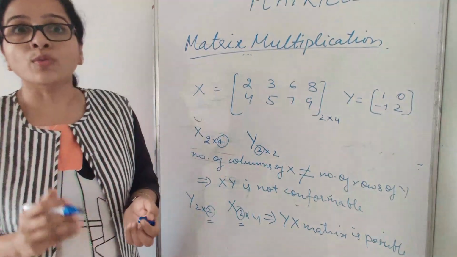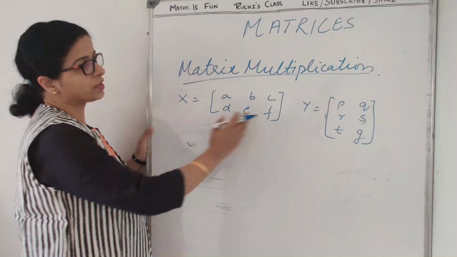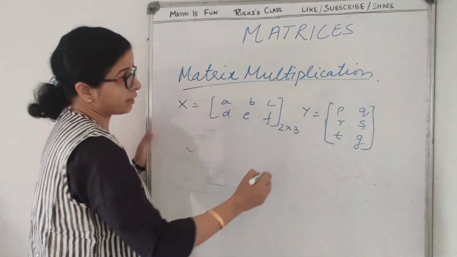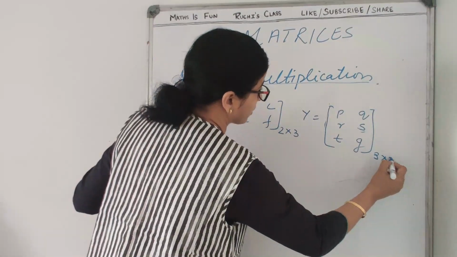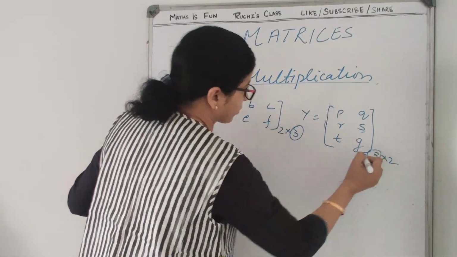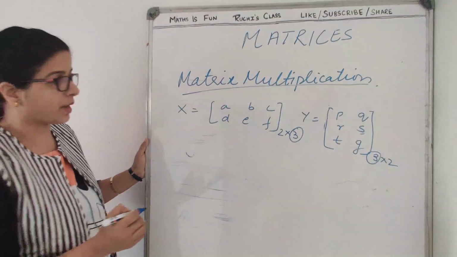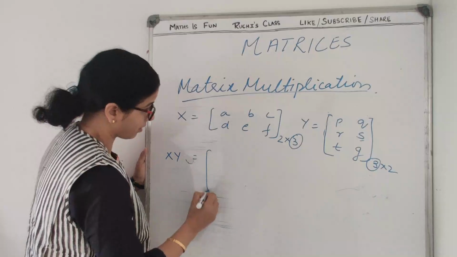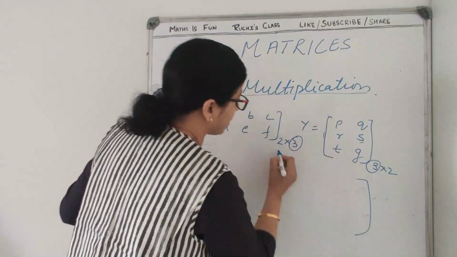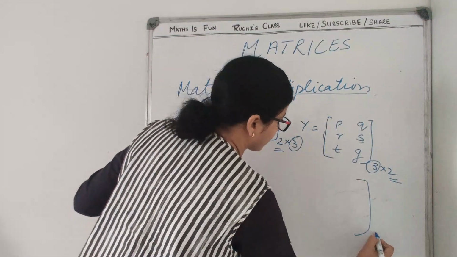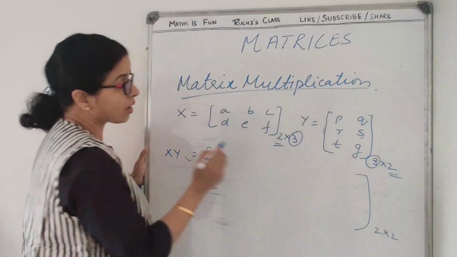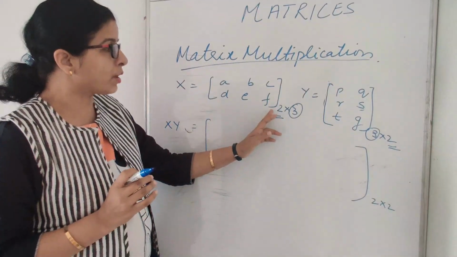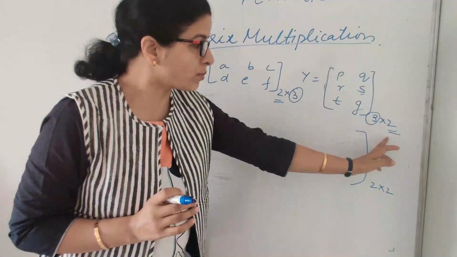Now I will tell you how to multiply the matrices. I have taken two matrices x and y. What is the order of the first? 2 cross 3. The order of the second is 3 cross 2. So the number of columns is equal to the number of rows. The resultant matrix xy will be of order 2 cross 2. How do you judge that? The resultant matrix will have the number of rows of x and the number of columns of y.